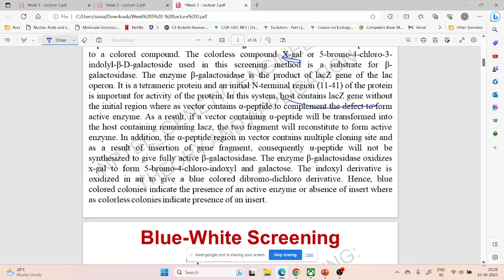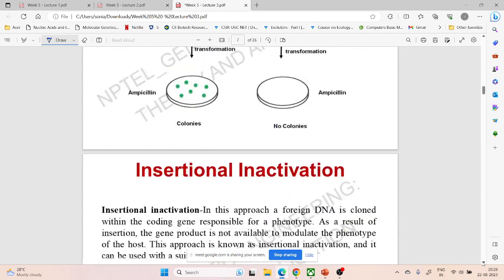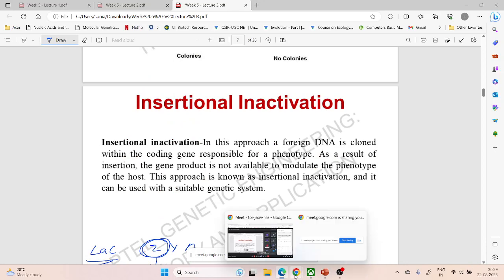Okay? Is this much clear? Is this clear to you? I just have to check it here.